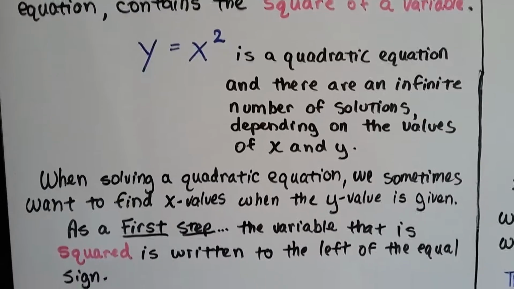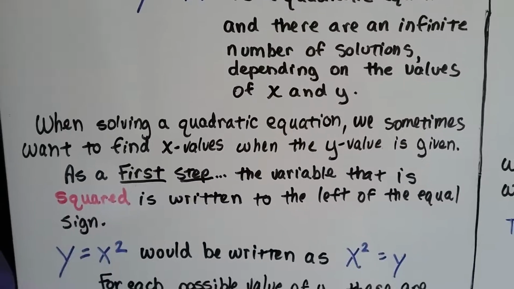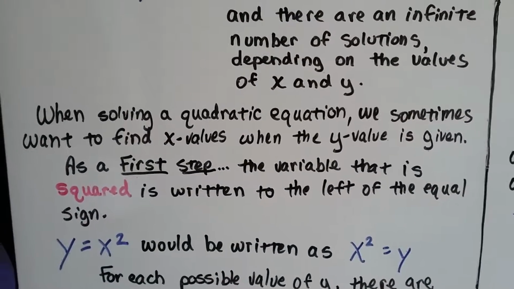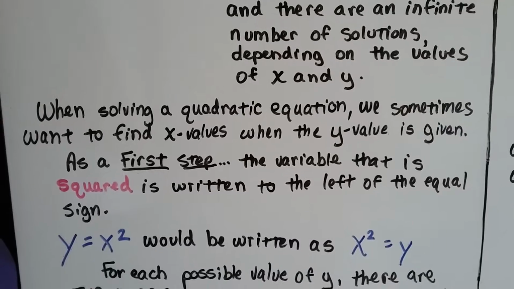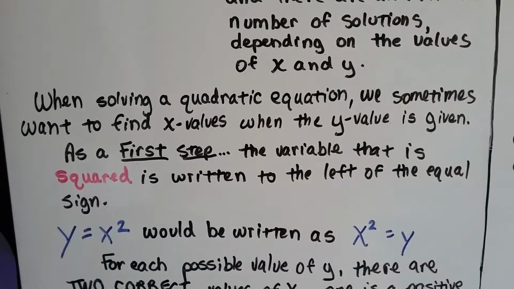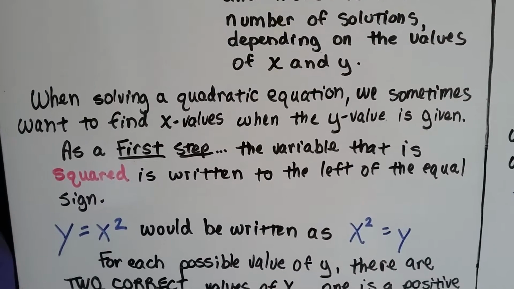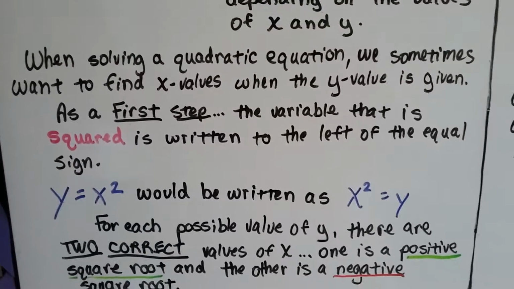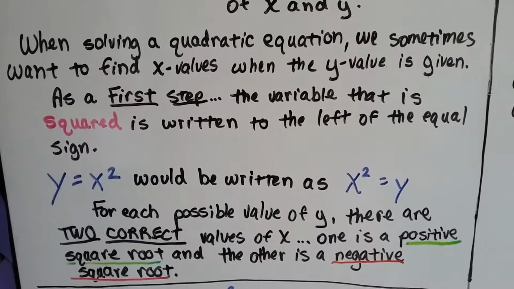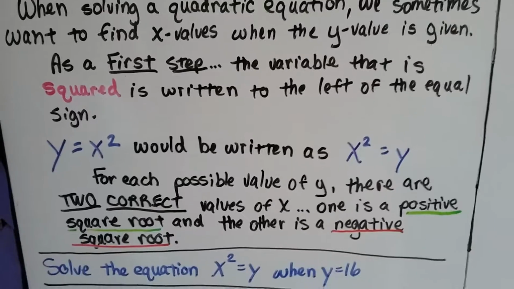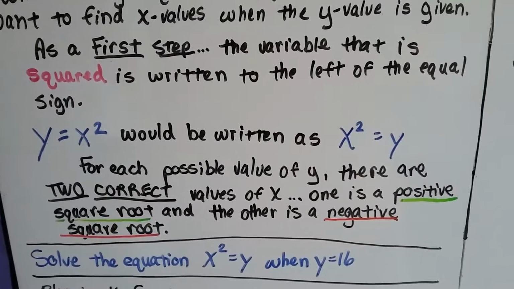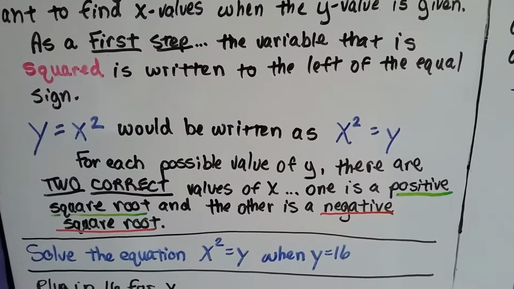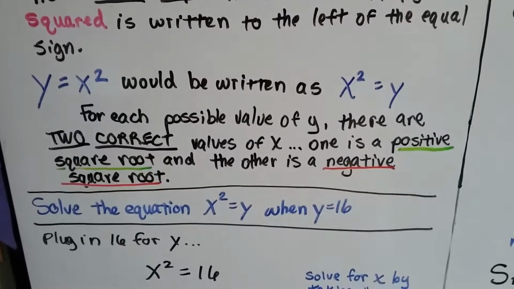x and y. When solving a quadratic equation, we sometimes want to find x values when the y value is given. As a first step, the variable that is squared is written to the left of the equal sign. Y equals x squared would be written as x squared equals y. And for each possible value of y, there's two correct values of x. One is a positive square root, and the other is a negative square root.